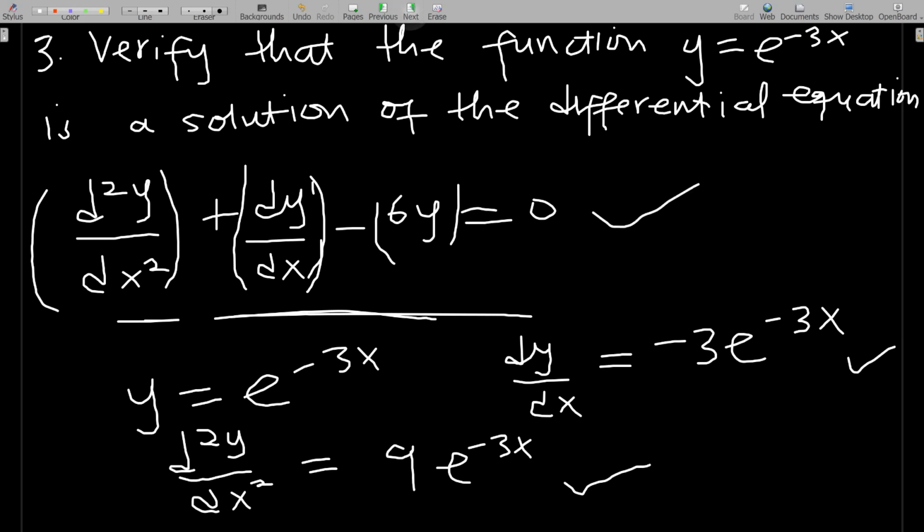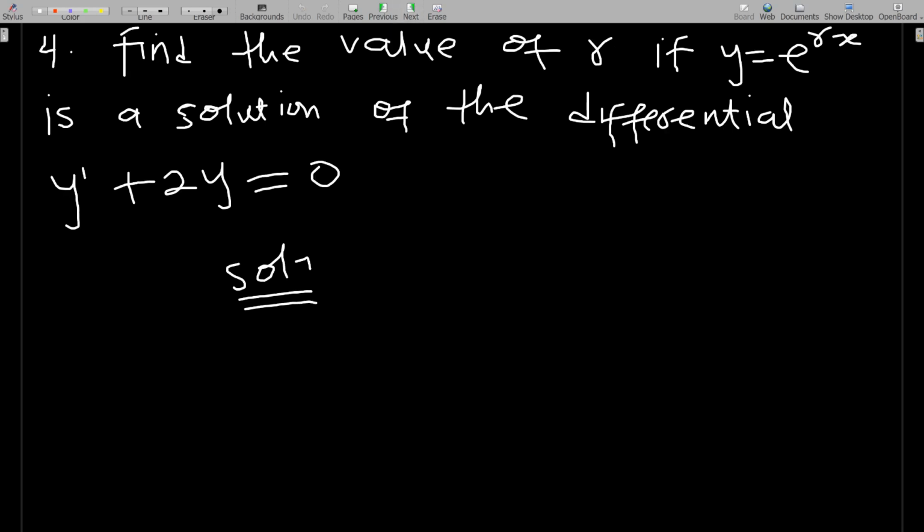Okay, so the last two questions are where you apply that knowledge to find some values. Find the value of r if y equals e to the rx is a solution of the differential equation y prime plus 2y equals 0. So you know your y, e to the rx, and then you just need y prime. y prime will be equal to what? r e to the rx.